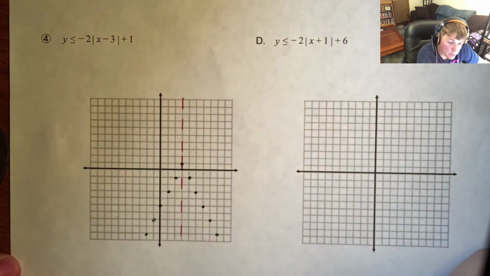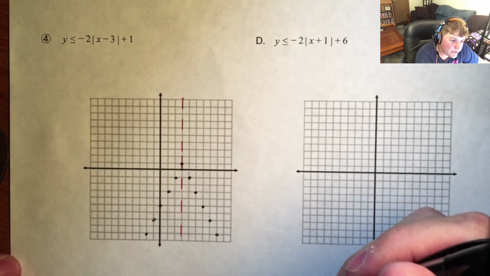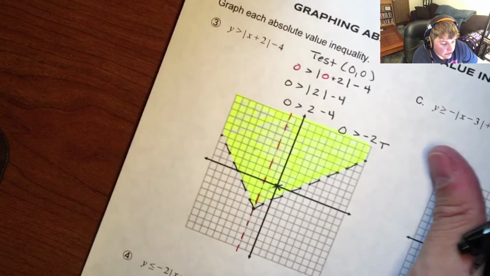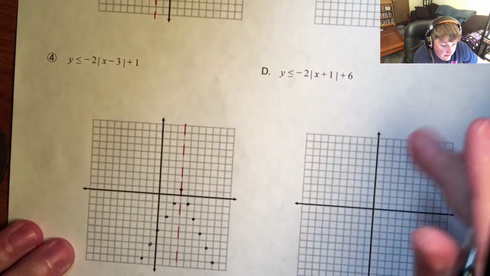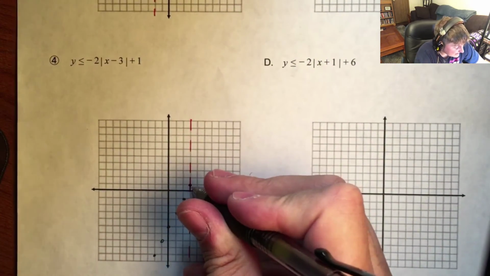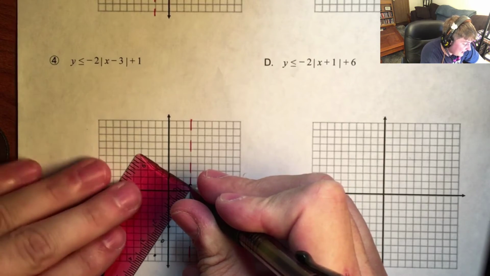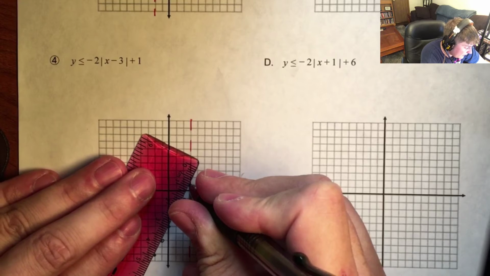Okay, now with this one, would I connect these dots in a bold line, or would I have a dashed line like the one above? Well, this particular one, we would have a bold line because it's less than or equal to. That or equal to part indicates to me that I need to have a bold line.